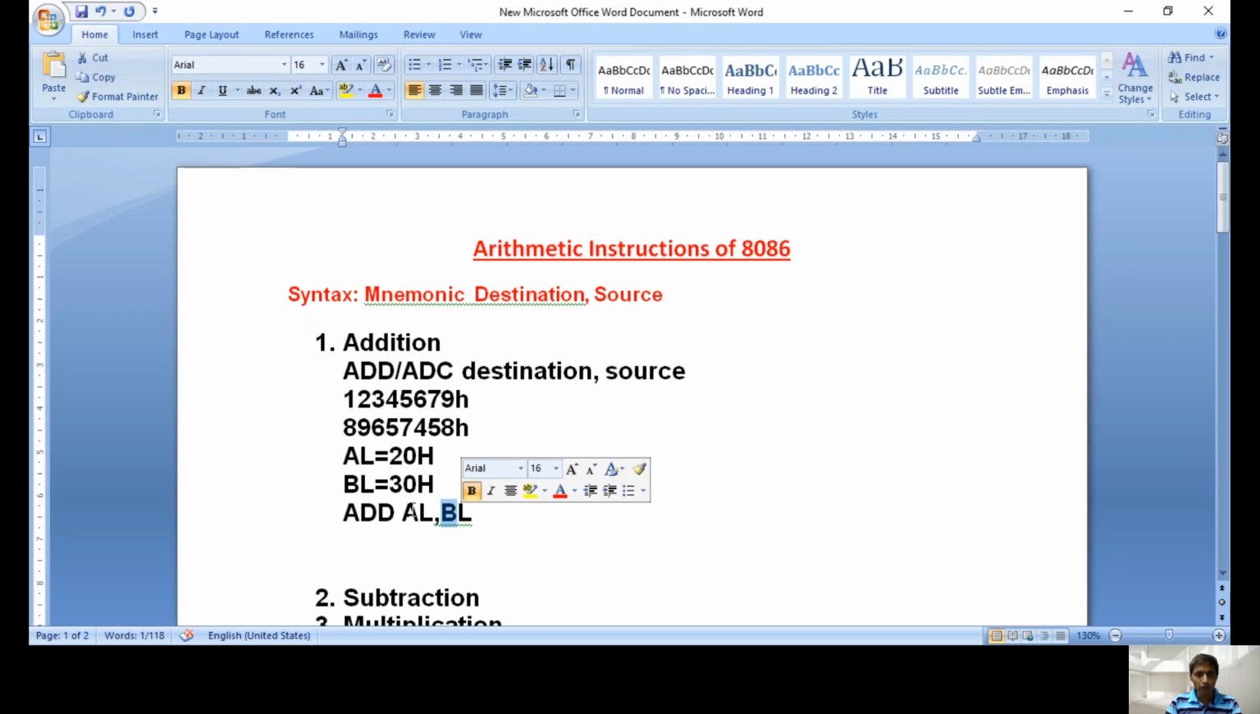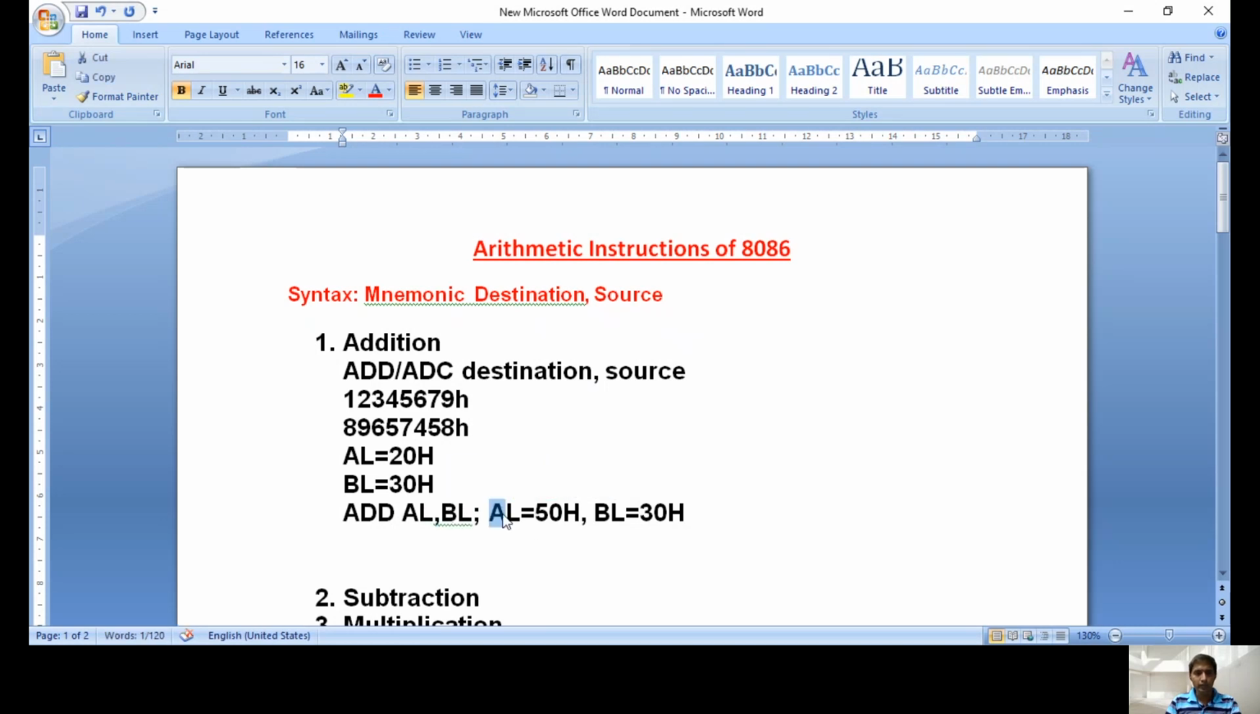The 30 data is added to the 20 data. Then the result is stored in AL. So what is the result? 20 added with 30 is 50. That result 50 is now present in the AL register. So after executing this instruction, AL becomes 50H, whereas BL remains the same, BL is equal to 30H only. So the content of source is unchanged, whereas the content of destination changes after the completion of the addition instruction.